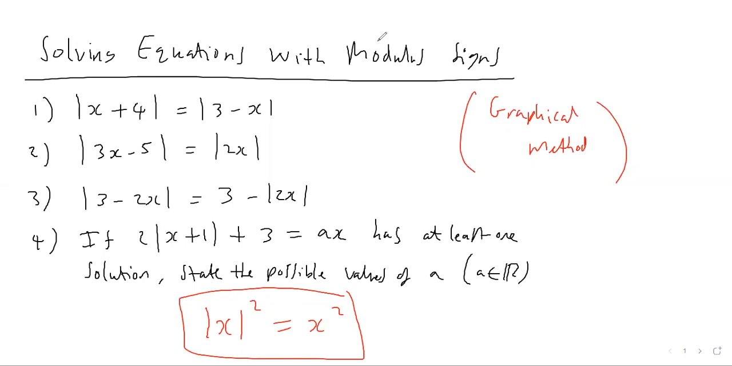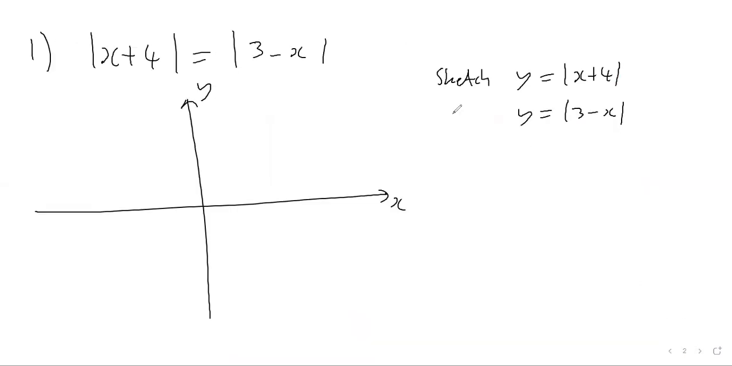So the first example, question number 1. We want to solve the modulus of x plus 4 equals the modulus of 3 minus x. The way we're going to do this is to use the graphical method. We're going to sketch the left-hand side equals y, and the right-hand side equals y, like I've written down here. We know how to sketch these because we've done this in previous videos.